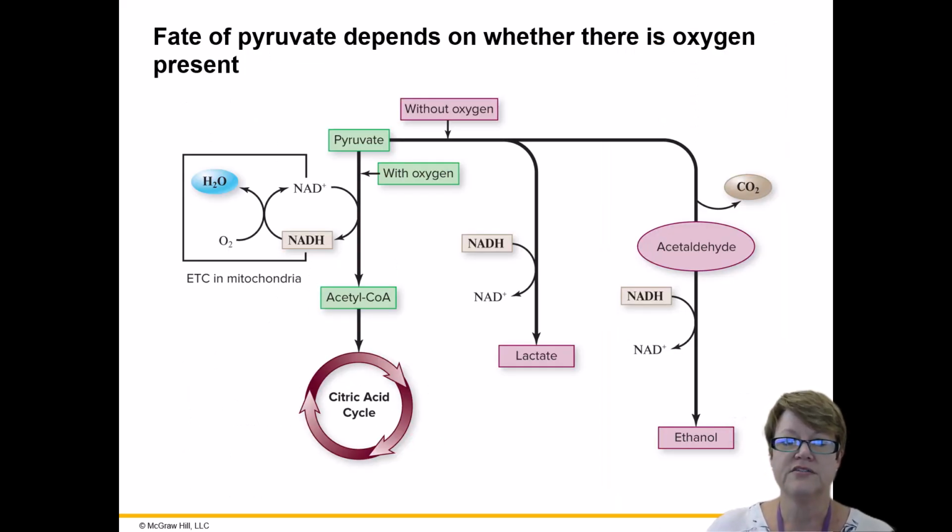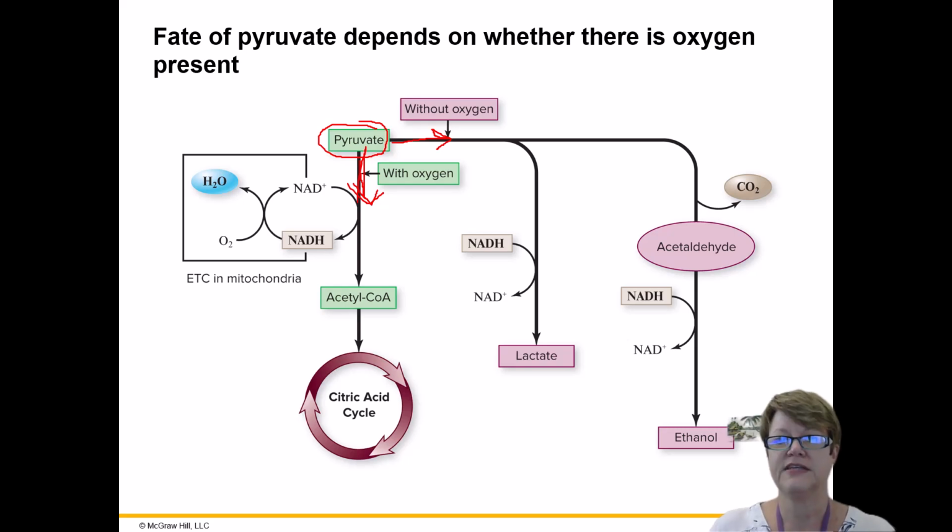Once pyruvate is formed, in this slide, what they're trying to show you is that pyruvate is like a decision point in a cell. In other words, if a cell has oxygen and has the means to proceed with aerobic respiration, then it will follow this path here. So this path is with oxygen. But if a cell does not have oxygen, it will follow this path.